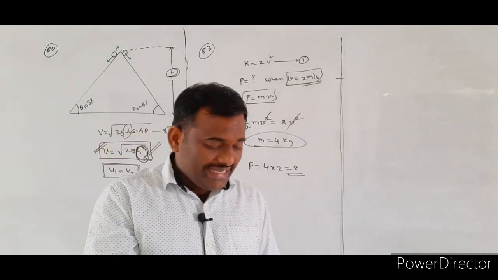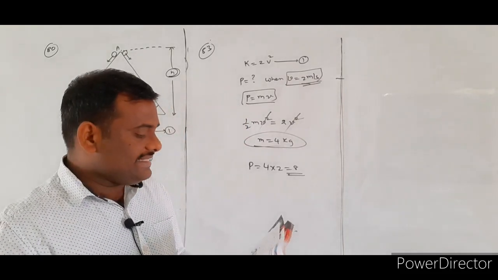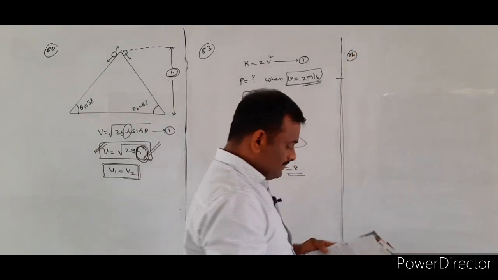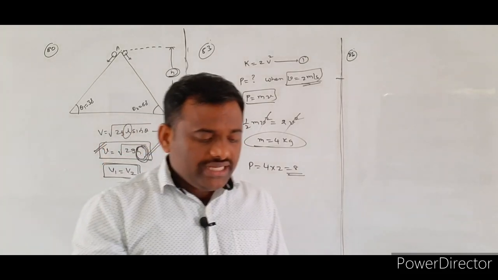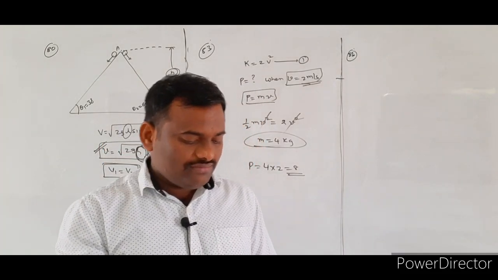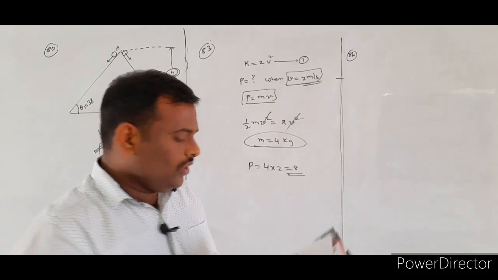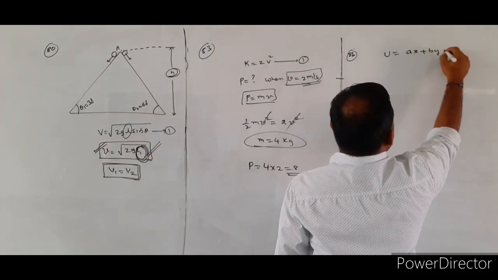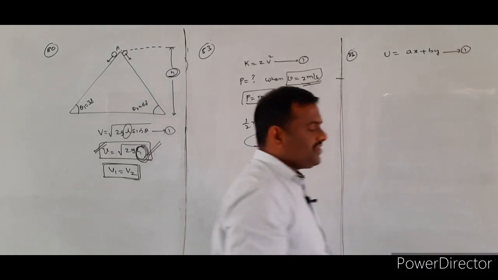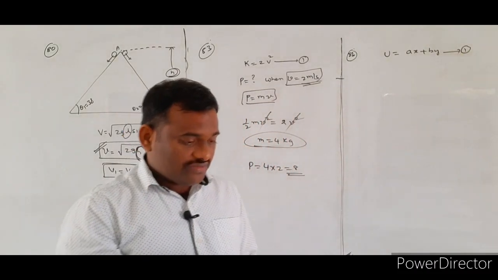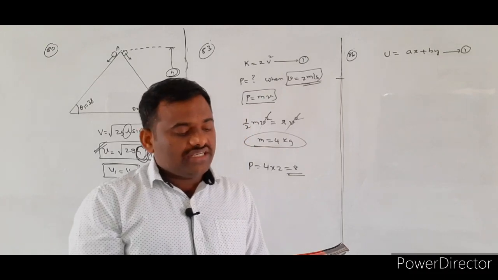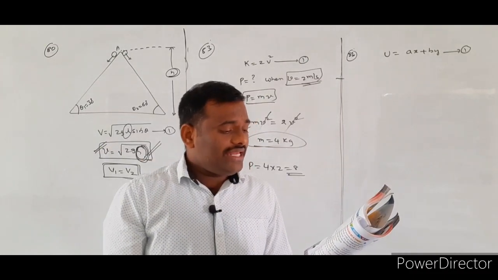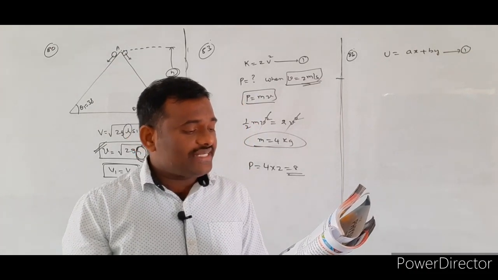Next, problem number 86. The potential energy of a body of mass m is given by the relation U is equal to ax plus by. This is the first potential energy problem, number 86. So the potential energy of the given body will be given by the relation U is equal to ax plus by, where x, y are the position coordinates of the particle.